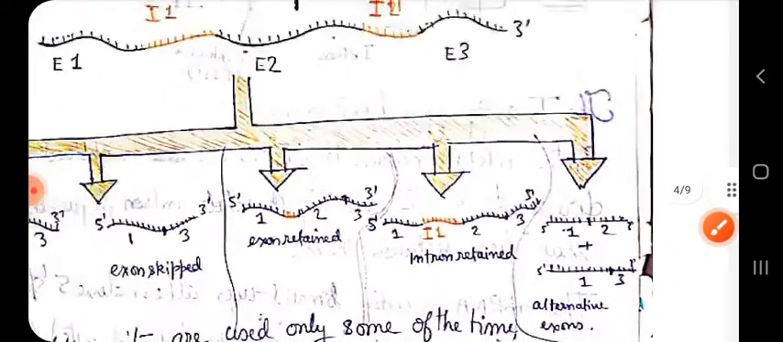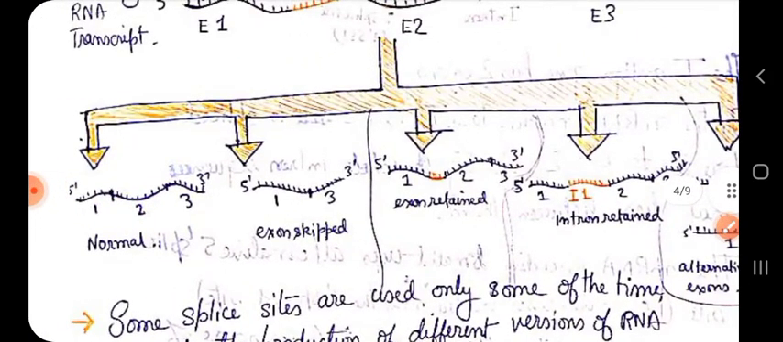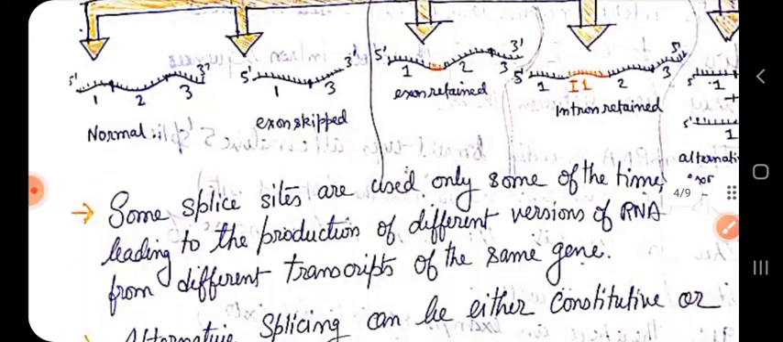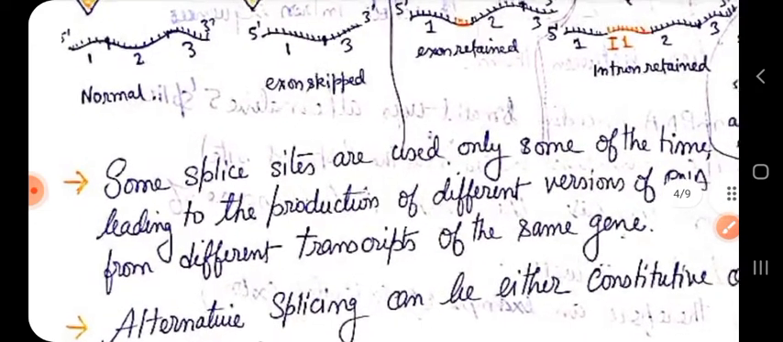And another is alternative exons. Alternative exons means, as we have seen, a combination of exons remaining together, mutually exclusive exons, you can say 1 and 2, 1 and 3, or 2 and 3. So these are the different ways of alternative splicing. We will see them one by one in a little more detail.